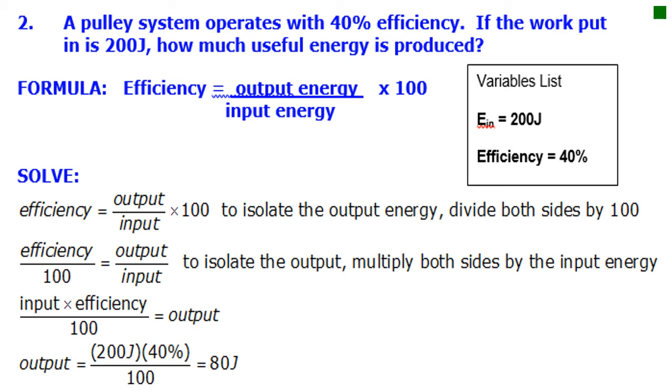So output is not quite by itself. Because we're dividing by input, to get rid of input on this side, we have to multiply by it. So the input will cancel out, and whatever we do to one side, we must do to the other. So the output energy is going to be equal to the input times the efficiency divided by 100. So it's 200 joules times 40 divided by 100, which gives you 80 joules.